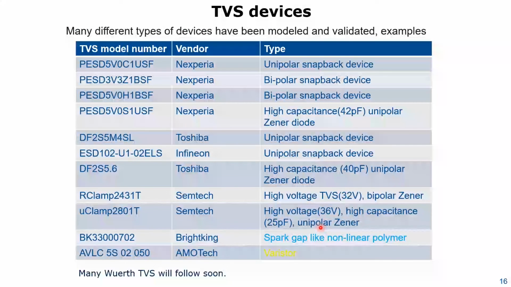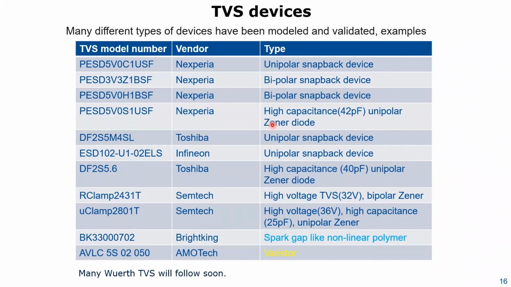Now, we modeled a bunch of devices. Here, Nexperia, Toshiba, Semtech, but also spark gaps, varistors, and many Würth devices will follow soon. Many models. I think we work on 70 models for different Würth devices using this modeling scheme, and I think the first wave will be in LTSpice, announced in LTSpice. They can be converted to BerkeleySpice. LTSpice and BerkeleySpice are rather similar.